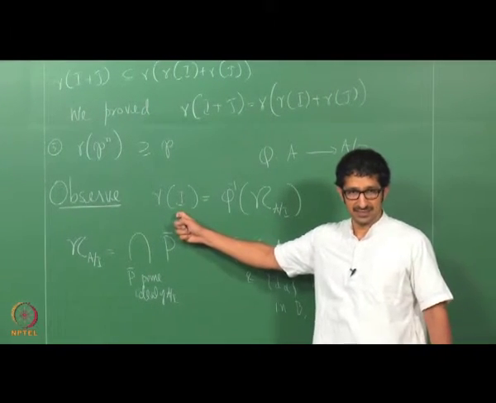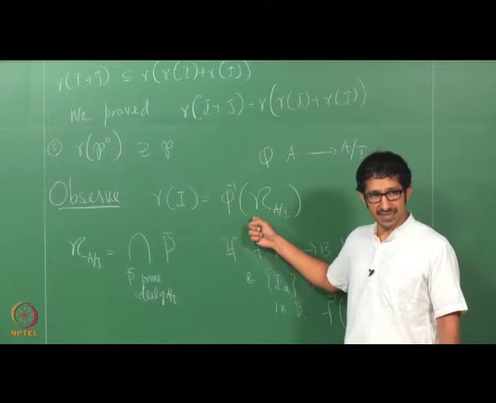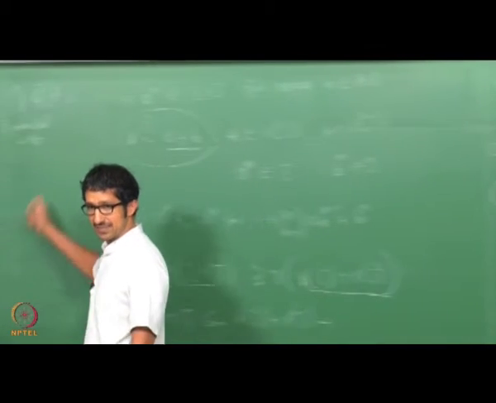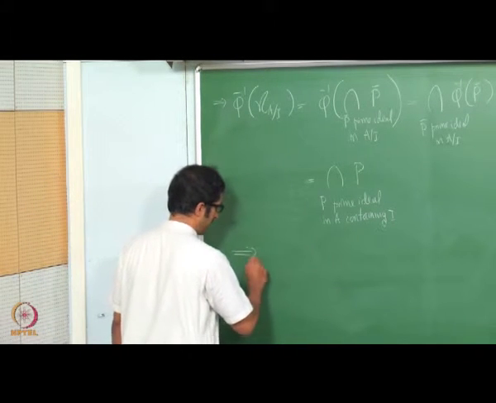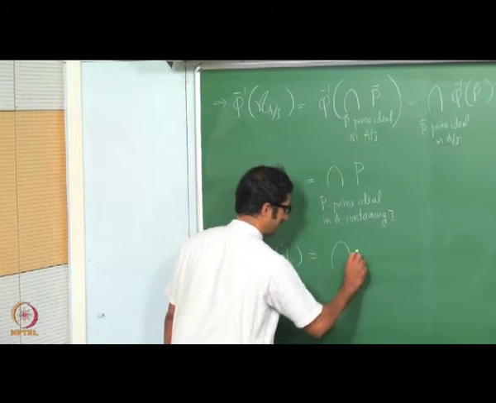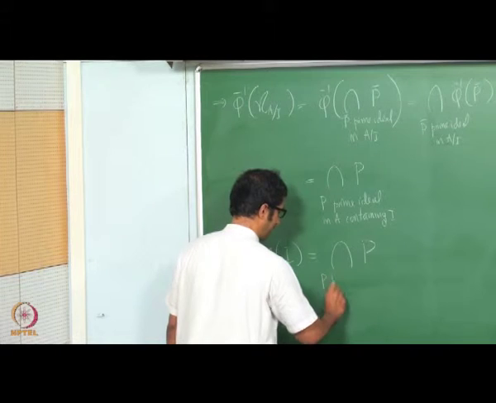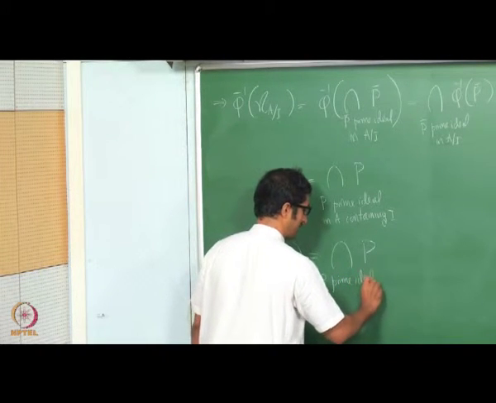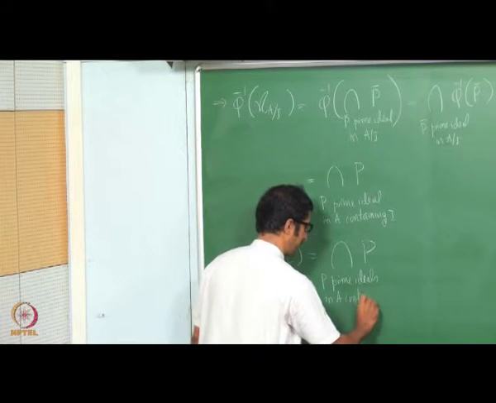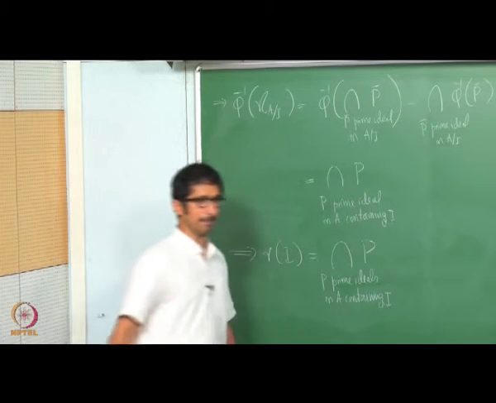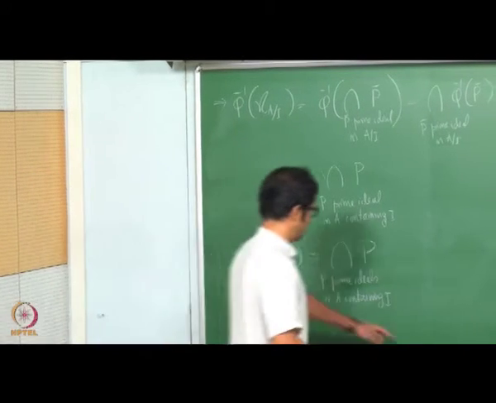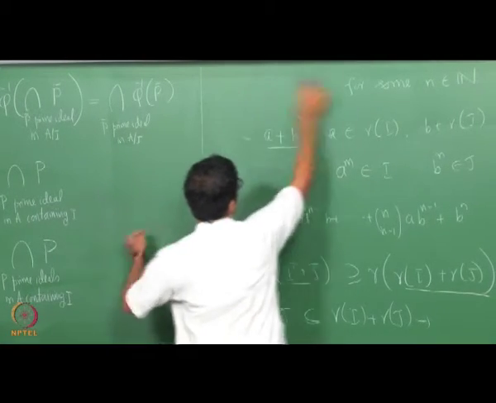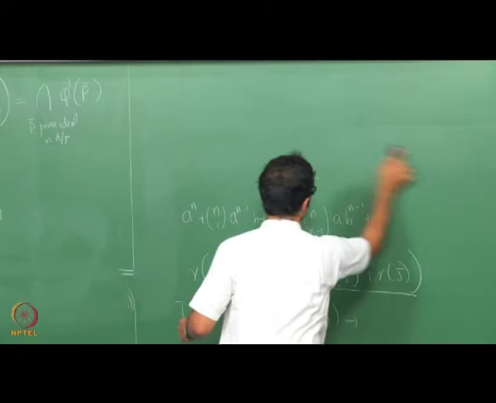So where did we start? We started with the radical of I. It is the inverse image of the nil radical, and we have proved that the inverse image of the nil radical is nothing but the intersection of all prime ideals containing I. So what we have proved is that the radical of I is the intersection of all prime ideals in A containing I. Is this clear? So the radical of an ideal is the intersection of all prime ideals containing that ideal.